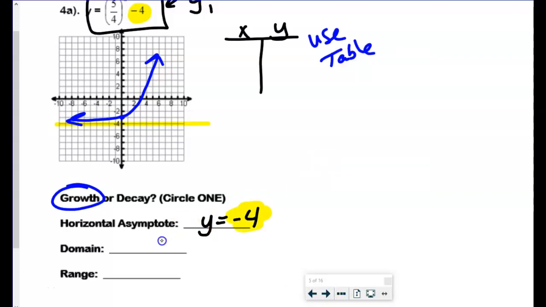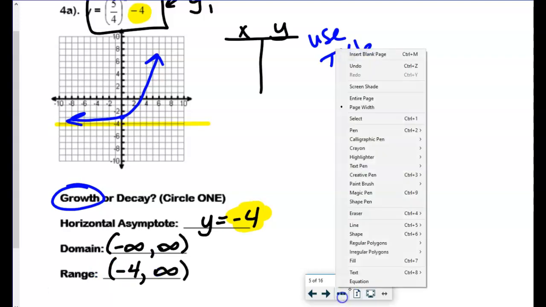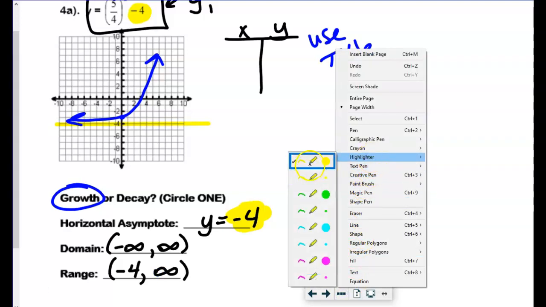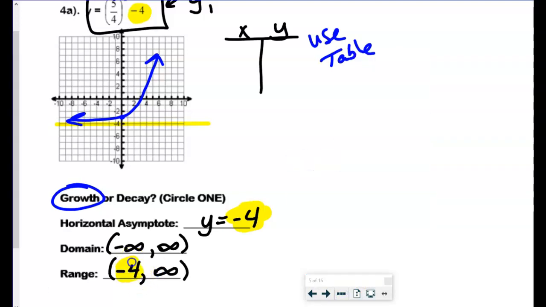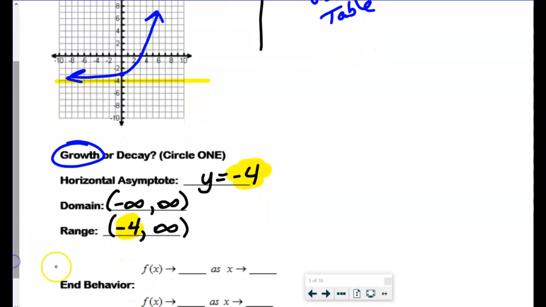The domain on exponentials is very easy. It just goes forever from -infinity to +infinity. But your range is going to start at -4 and go up to infinity with one exception. -4 is an asymptote, which means it's not going to get there. So you're using a soft parenthesis on the -4. If you happen to use a bracket there, I will count you wrong.